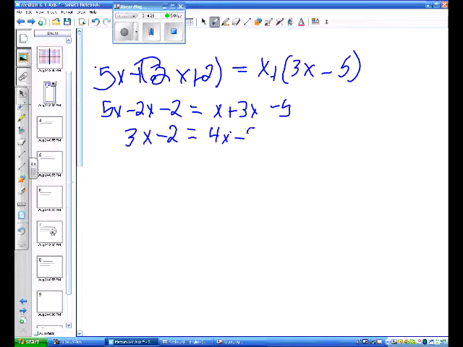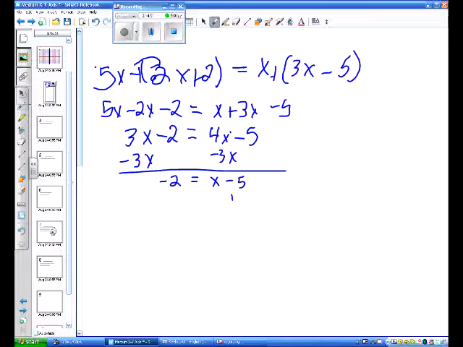minus 5. Okay, we want to get our variables on the same side. So we're either going to need to subtract 3x or subtract 4x. It doesn't matter which one you do. So I'm going to go ahead and subtract 3x from both sides. So we're left here with negative 2 equals x minus 5.